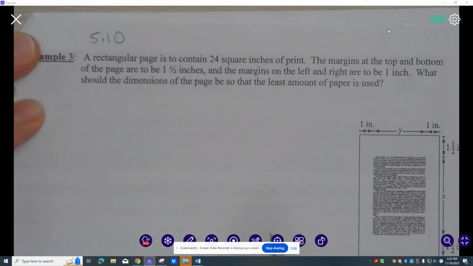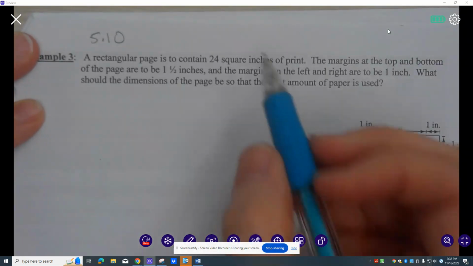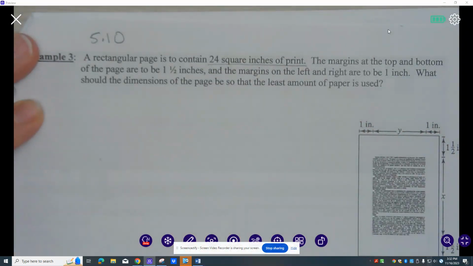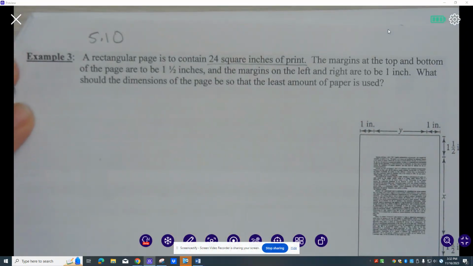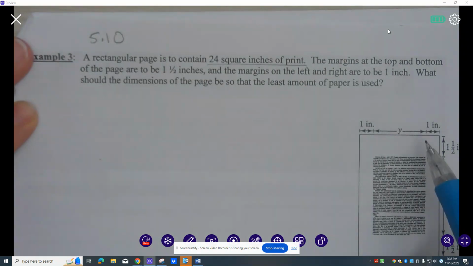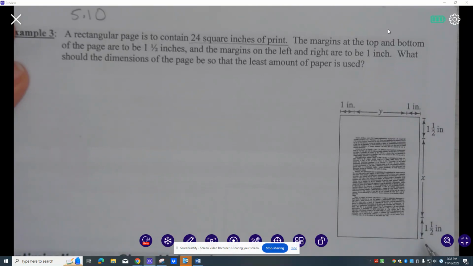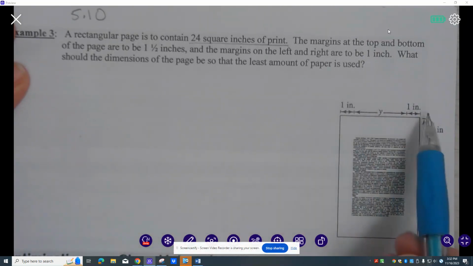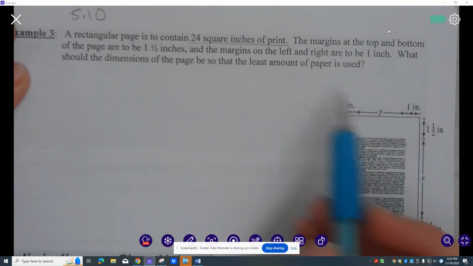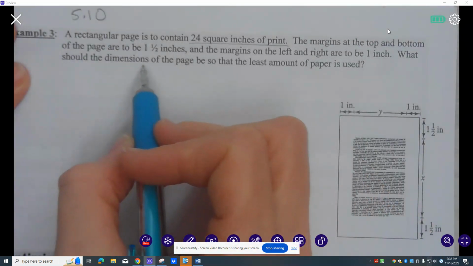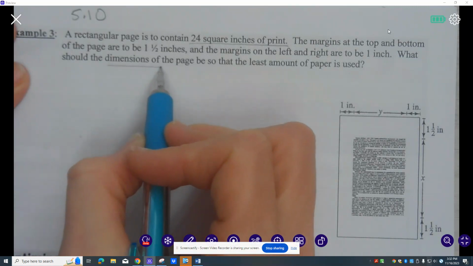It says a rectangular page is to contain 24 square inches of print. That's going to end up being our given information. The margins at the top and the bottom of the page are 1.5 inches, so they have it all here in the picture. And the margins on the left and the right are 1 inch. What should be the dimensions of the page?